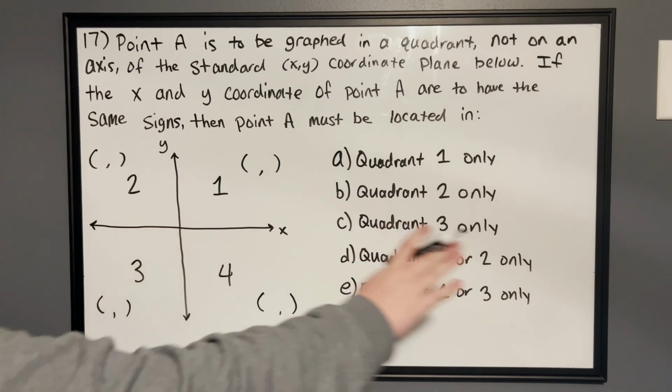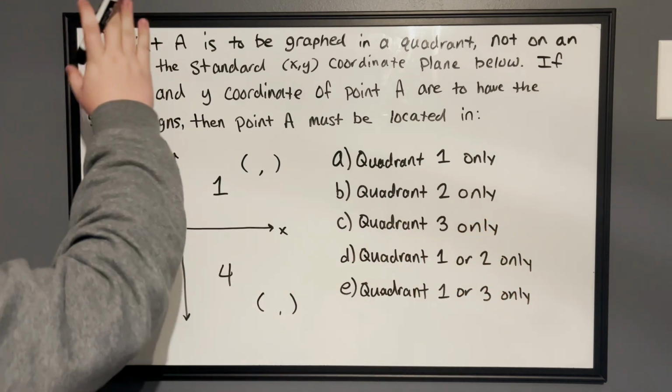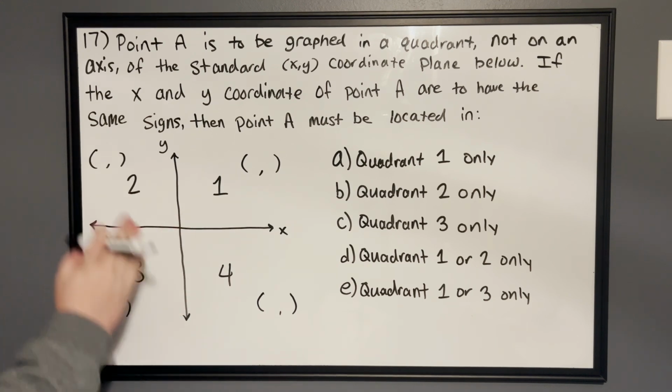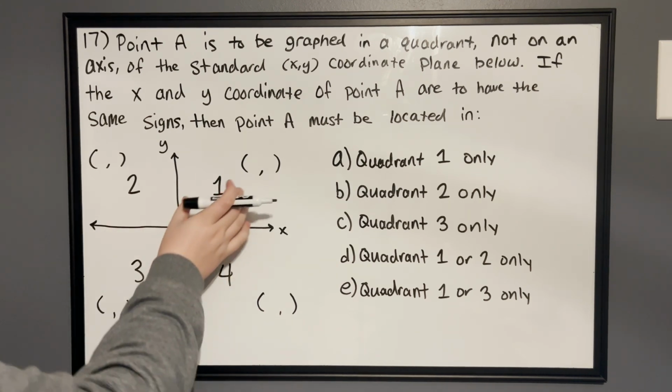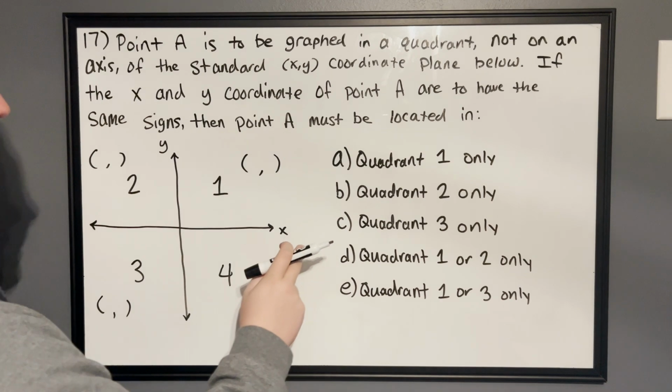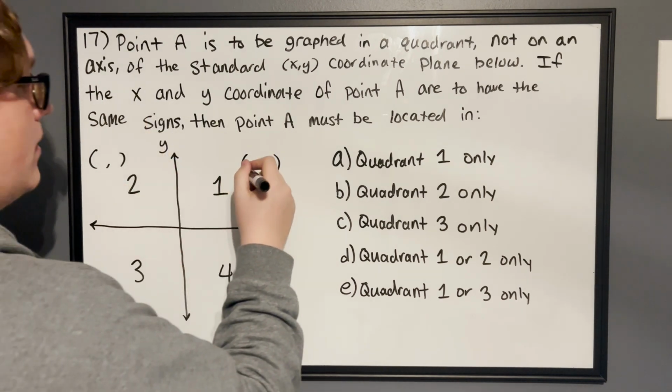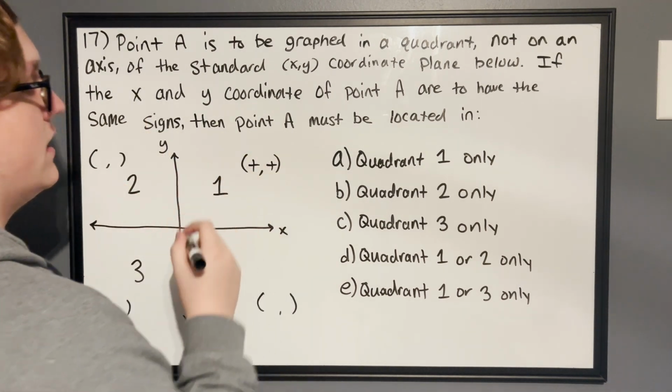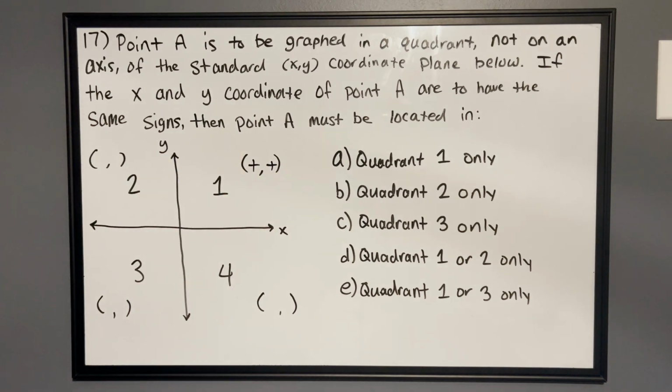So, of course, going to the right is going to be the positive direction, and going up is positive, and then going to the left and down is negative. So if we're in the first quadrant right here, we see that we're going to the right and we're going up, they're both going to be positive coordinates. So they're both positive. So that's an option. Quadrant 1 is an option because they have the same signs.